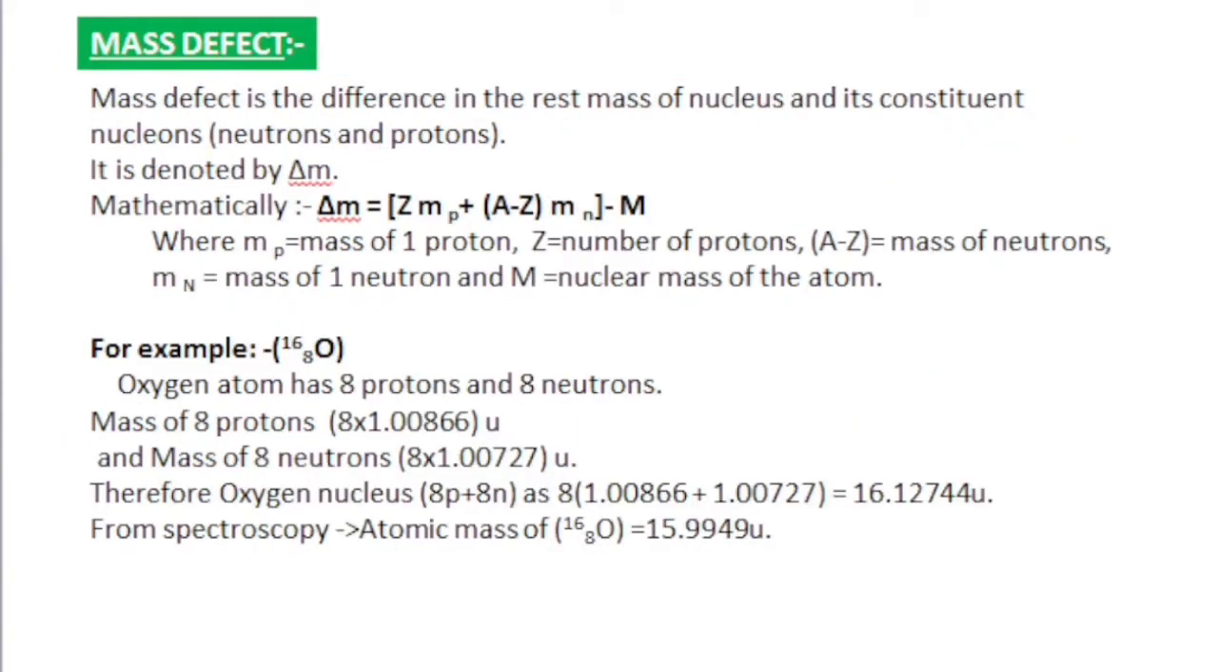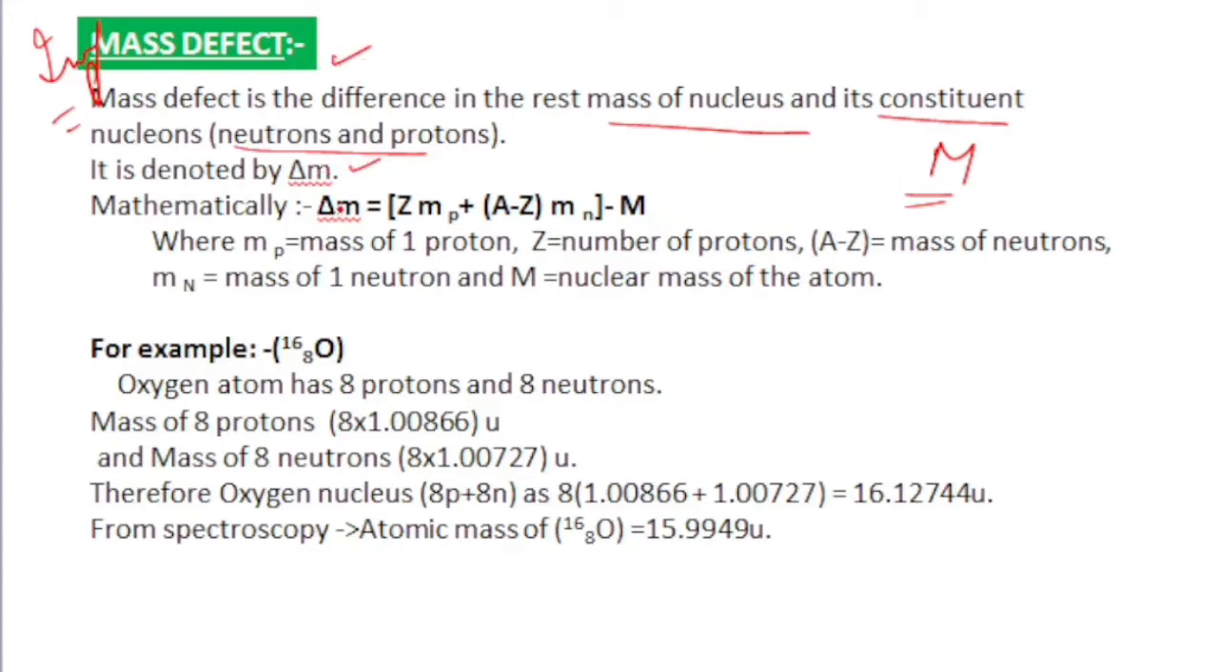After this, the next very important topic is mass defect. What do you mean by mass defect? Mass defect is the difference in rest mass of the nucleus and its constituent nucleons, meaning protons and neutrons. When the nucleus is at rest, its mass is always less than the mass of its constituents, the nucleons. Suppose its mass is m; it is always less than the mass of its constituents, protons and neutrons, and this difference is known as mass defect, also known as excess mass. It is denoted by delta m.